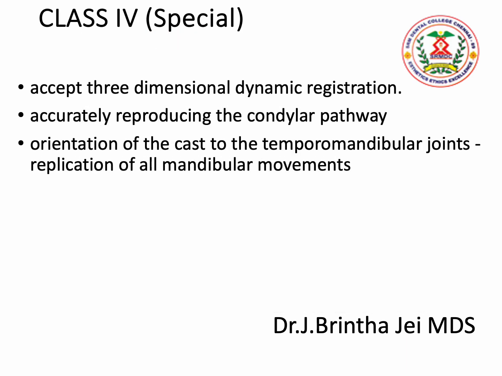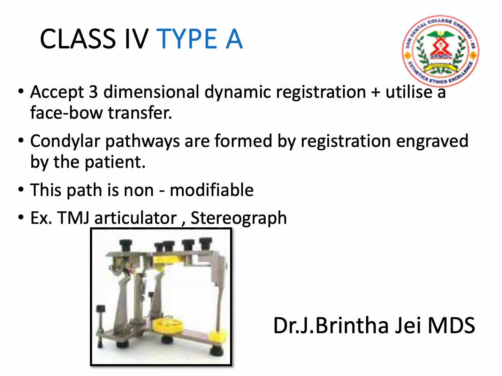The class 4 is a special type of articulator, and they will accept 3-dimensional dynamic registration. They will accurately reproduce the condylar pathway, orientation of the cast to the temporomandibular joint, and also replication of all mandibular movements is made possible using this articulator. So in this type A articulator, this path is non-modifiable, and they will accept the registration engraved by the patient. And for this class 4 type A, the examples are stereograph and TMG articulator.